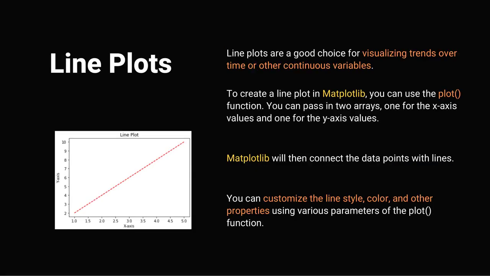Line plots are a good choice for visualizing trends over time or other continuous variables. To create a line plot in Matplotlib, you can use the plot function. You can pass in two arrays, one for the x-axis values and one for the y-axis values. Matplotlib will then connect the data points with lines. You can customize the line style, color, and other properties using various parameters of the plot function.